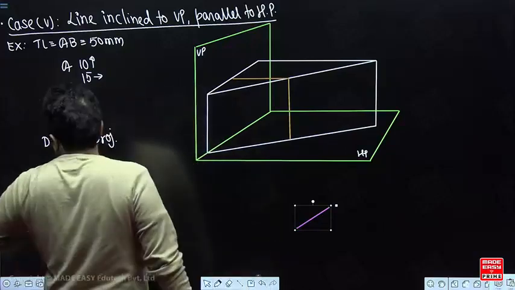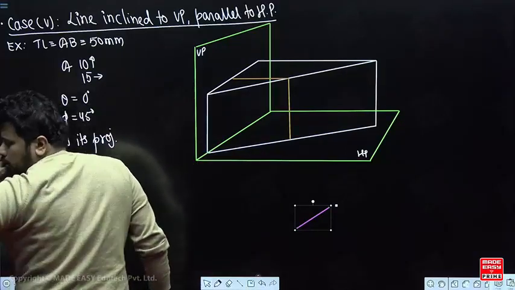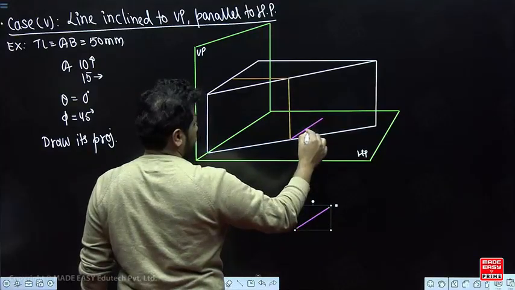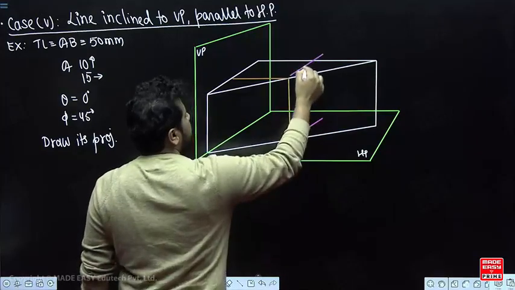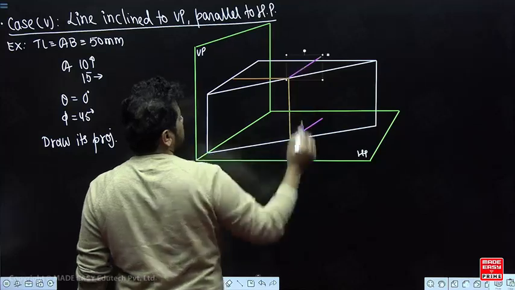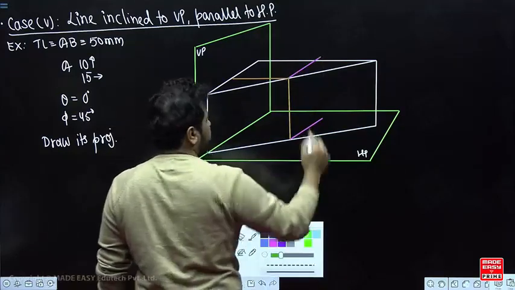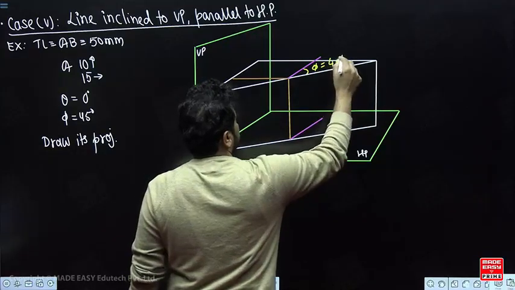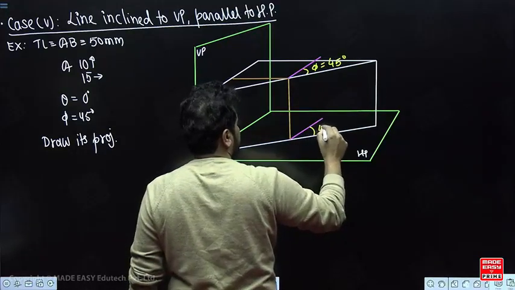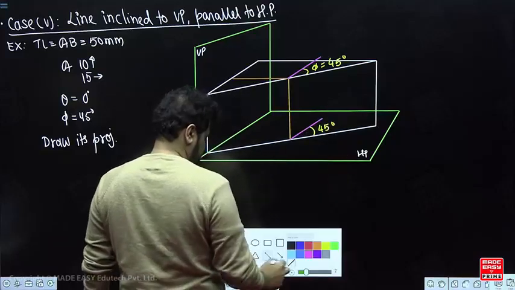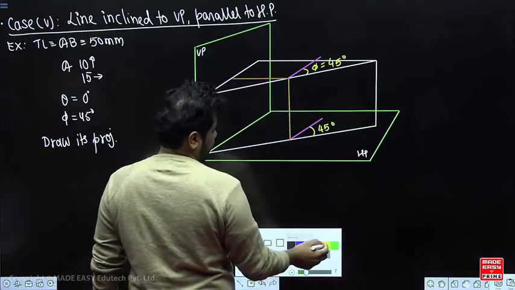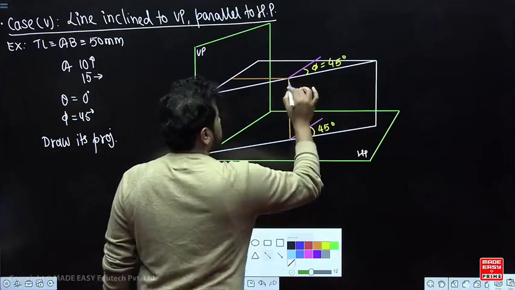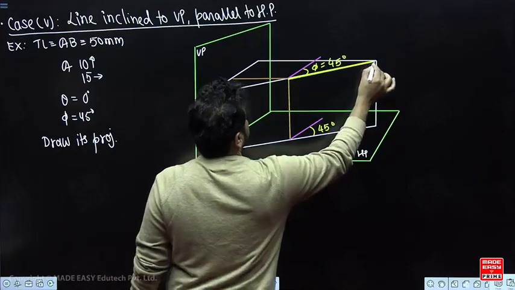Correct. Now this angle is how much? It is 45. So this angle will also be 45 degree, isn't it? So now let me draw the actual line.